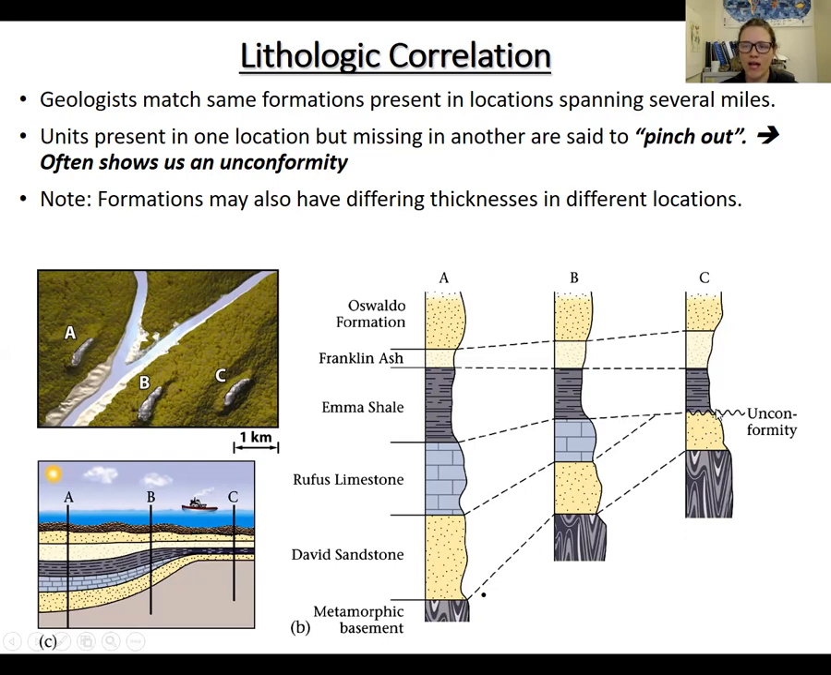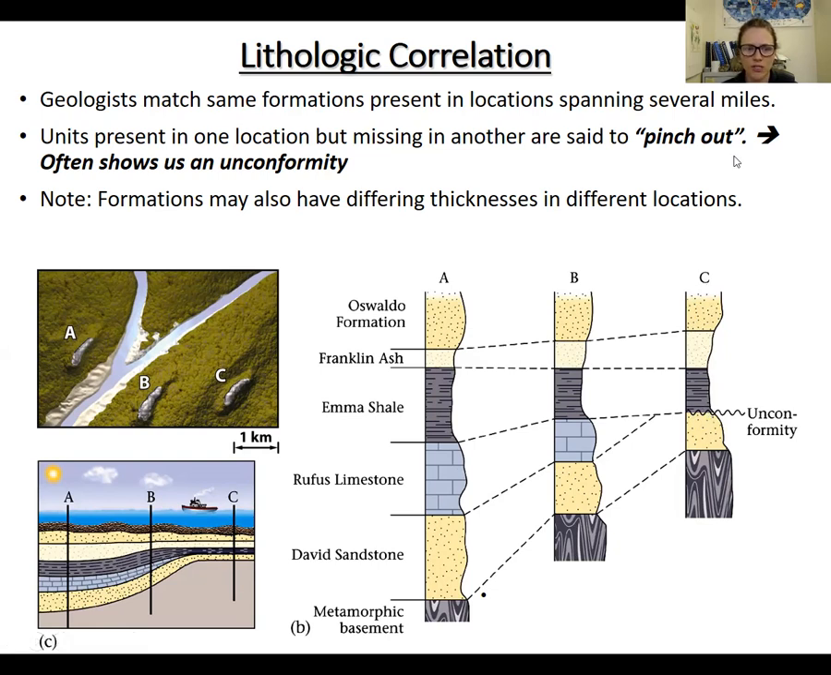What we'll commonly see across the landscape is similar layers that might be correlated between different columns, but maybe certain layers that we refer to as being pinched out, that don't exist in one or more of those columns. And that's often going to represent some sort of unconformity there.